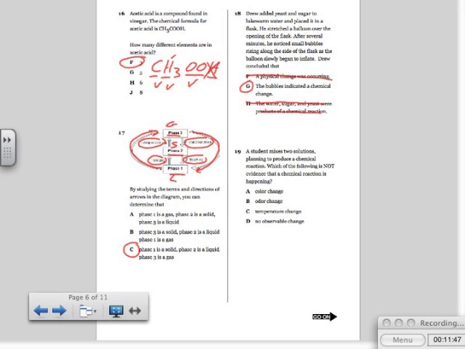And number 19, a student mixes two solutions planning to produce a chemical reaction. Which of the following is not evidence that a chemical reaction is happening? Color change, odor change, temperature change, no observable change. So color change is a chemical reaction in most cases. Not always though. Like if we make Kool-Aid, that's just simply the dye or the food coloring changing the color of the water. Odor change after a reaction happens is definitely a sign of a reaction. Temperature changes always are reaction changes. No observable change, well that would be our answer. If there's no observable change, then no chemical change has occurred.